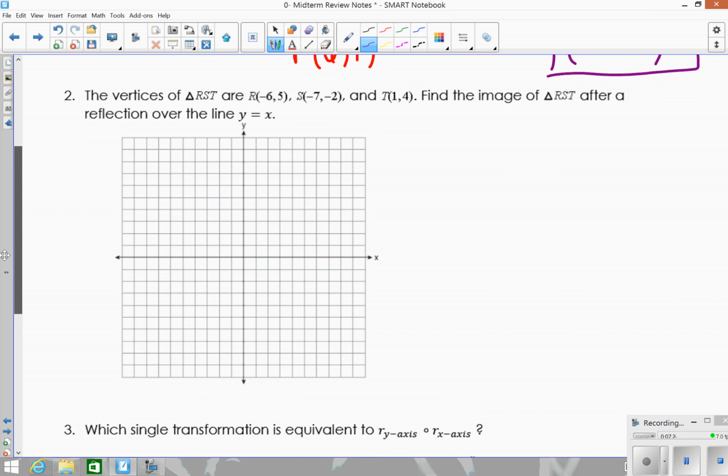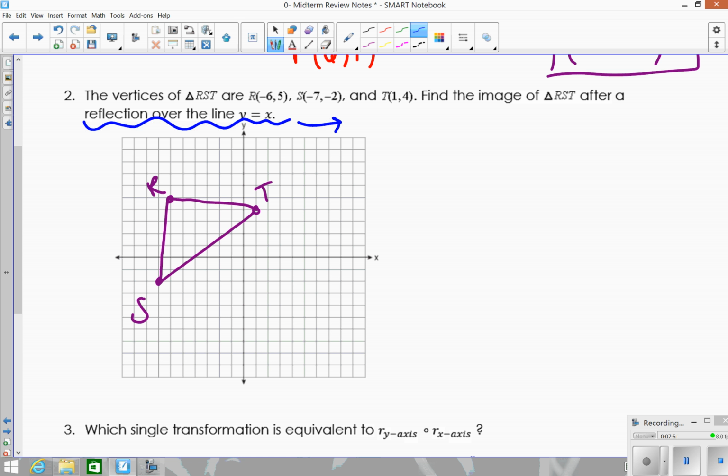The next one here, we have this triangle, so let's start by plotting it. So we have -6, 5, so 2, 4, 6, up 5 is R. S is -7, -2, so 2, 4, 6, 7, down 2, and 1, 4. And it says find the image after a reflection over the line y equals x. So this is what we're doing.